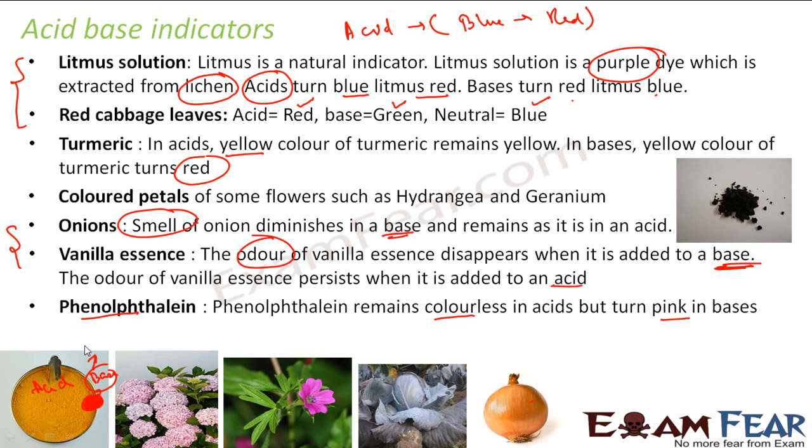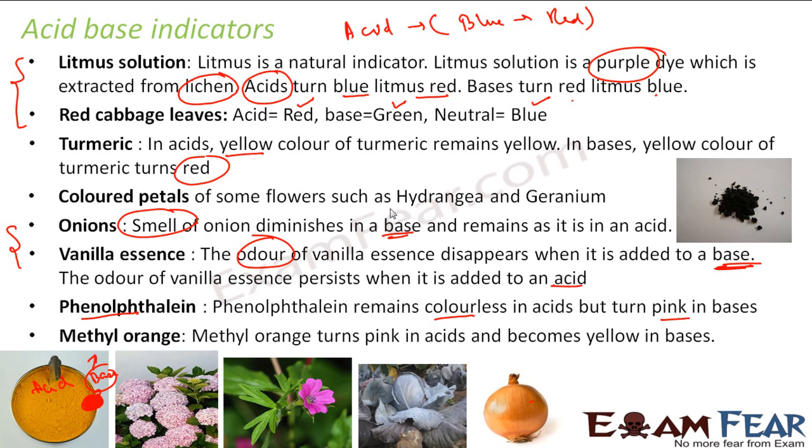This is phenolphthalein. And the last one here we have is methyl orange. This one turns pink in acid and yellow in base. So methyl orange: you put acid, it becomes pink. You put base, it becomes yellow. So these things you have to remember actually.